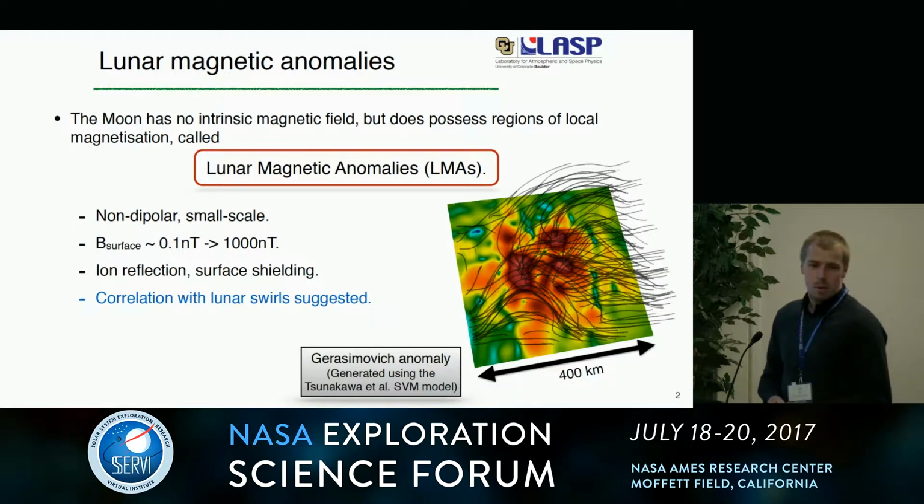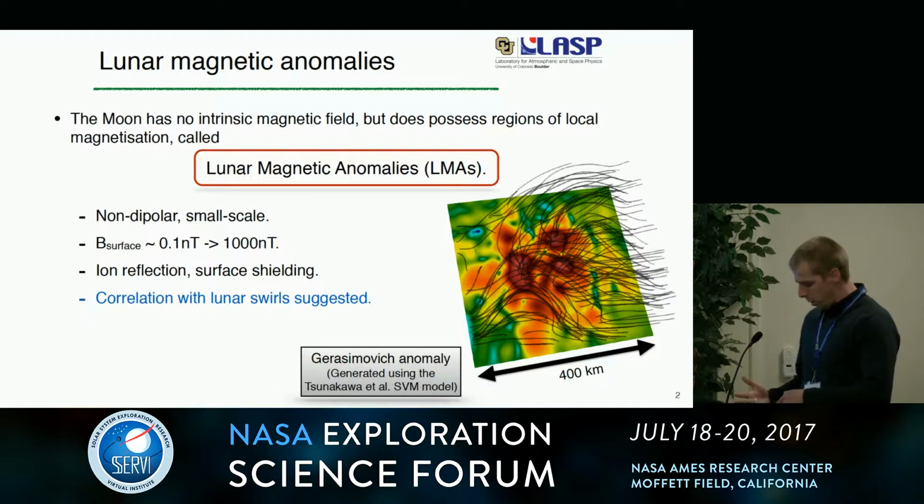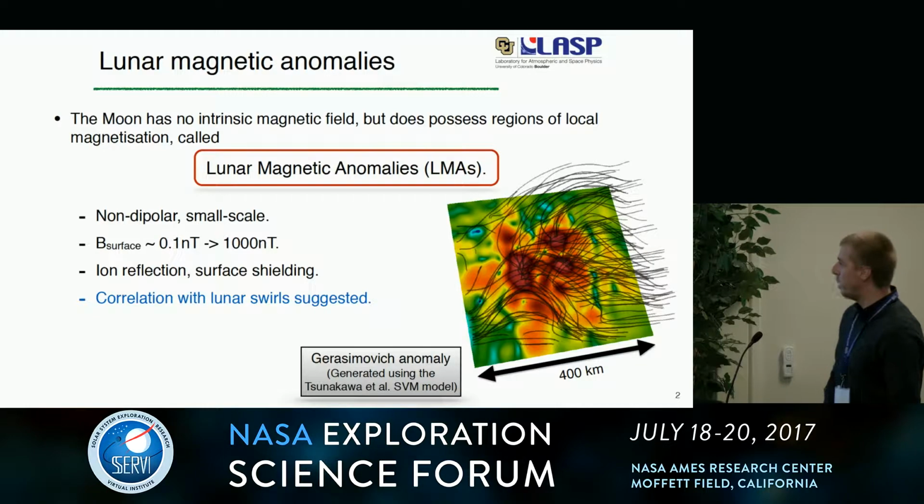So no surprise, after 2 talks, the moon has a serious weirds problem. This button, right? So yeah, lunar magnetic anomalies are all over the place. They're kind of small. They're a complete mess. For example, this is the Gerasimovich anomaly.